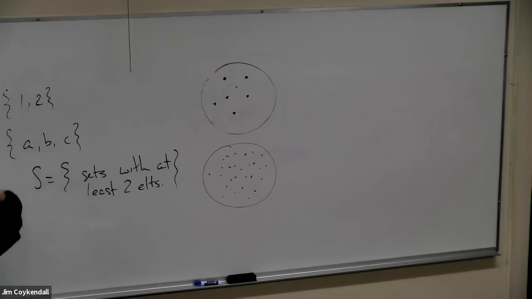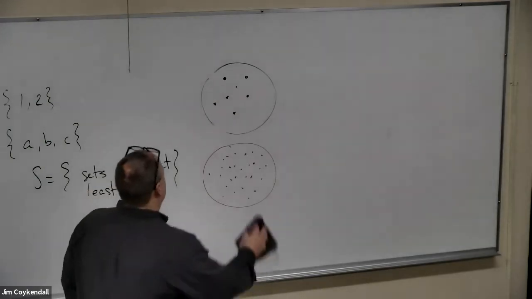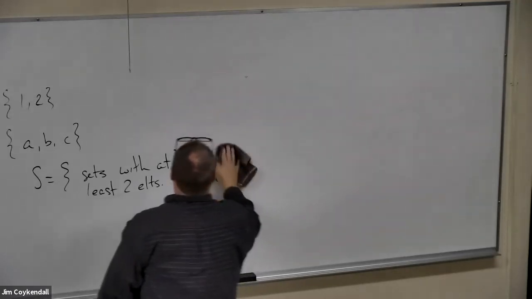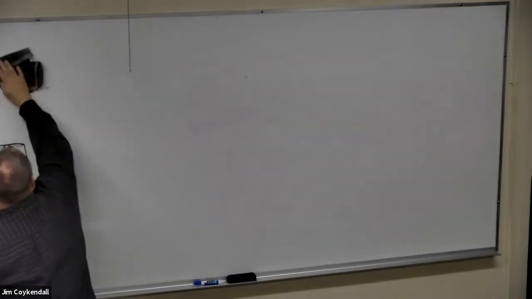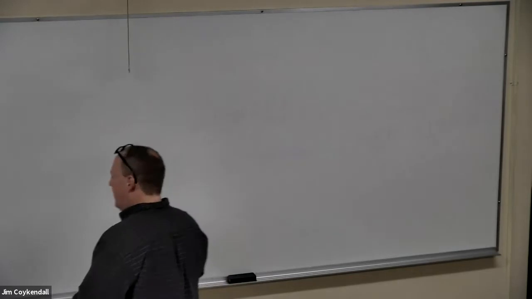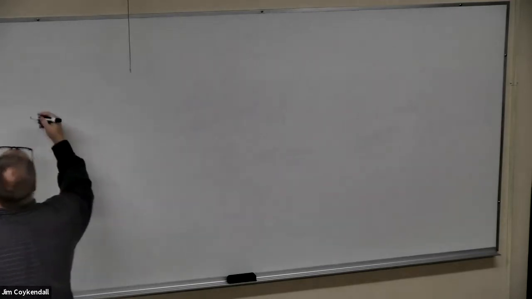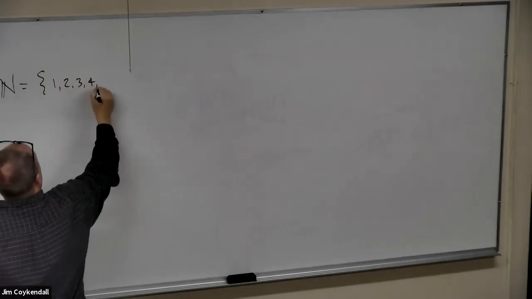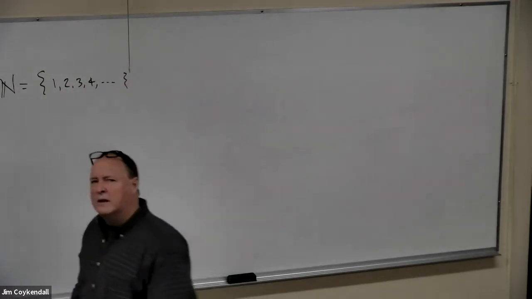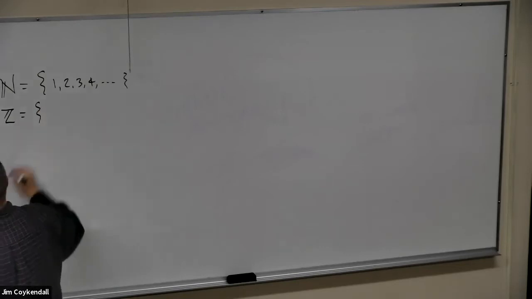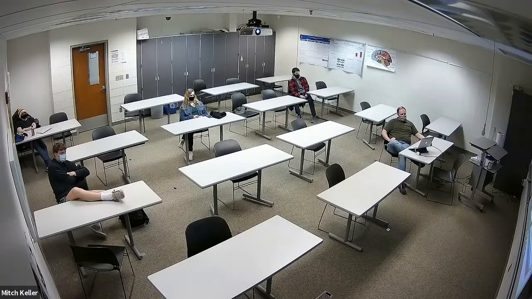Now, let me just introduce some notation, and then I'm going to give you an example. So here are some, I don't know if you've all seen this notation before, but the natural numbers, I call this the counting numbers, starting at 1, all integers 1 and greater. The integers is all the integers. So it's these plus the negatives and 0.